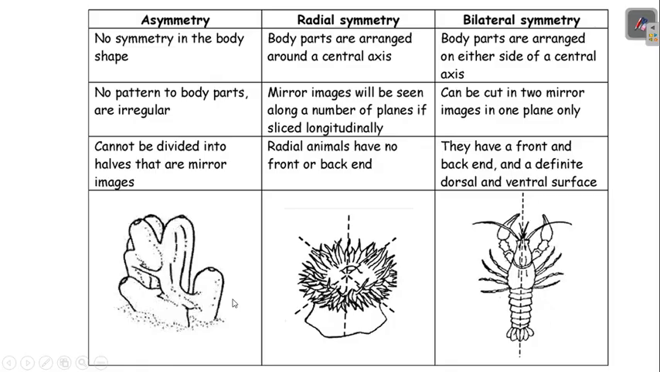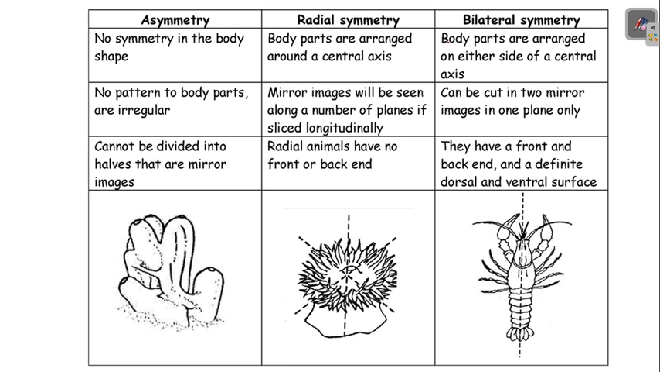Yeah? Good. In summary, asymmetry: there's no symmetry of the body, and there's no pattern to parts. They are irregularly shaped, and cannot be divided into two halves. Radial symmetry: body parts are arranged around a central axis, and you can cut it from any plane and it will give you identical halves. Then radial animals have no front or back end. They only have one end.